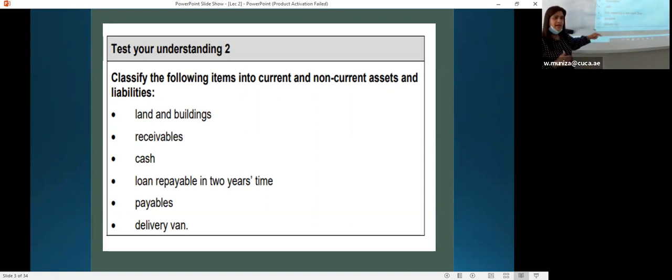Delivery van. A van is again an asset. It is being used in the business to deliver goods. That is why it's an asset. And it is a tangible non-current asset because it will be used within a business for more than 12 months. Got it? So land and buildings, tangible non-current assets; receivables, current assets; cash, current asset; loan repayable in 2 years' time, non-current liability; payables, current liability; delivery van, non-current tangible asset.